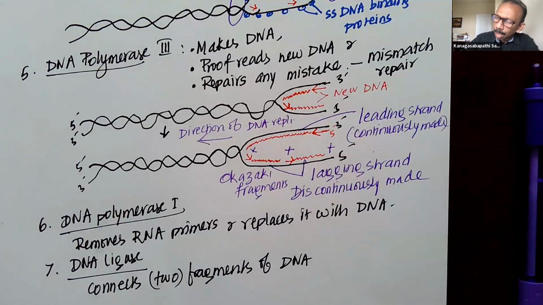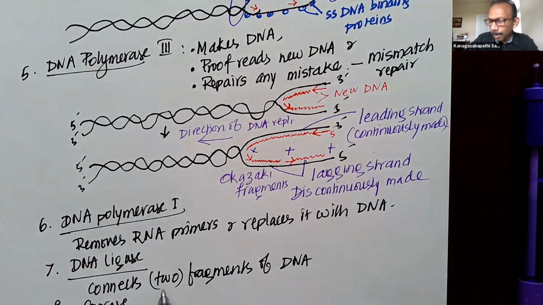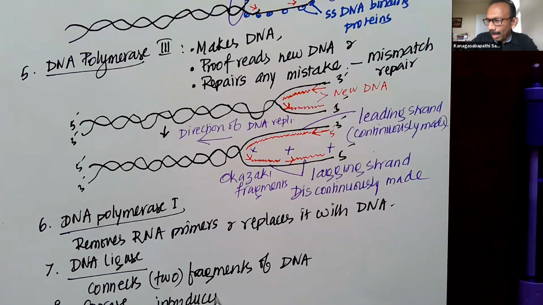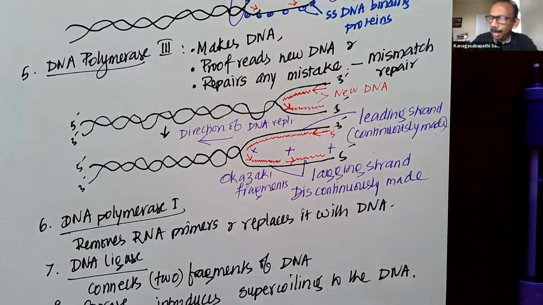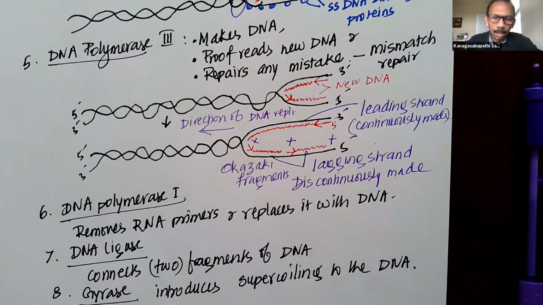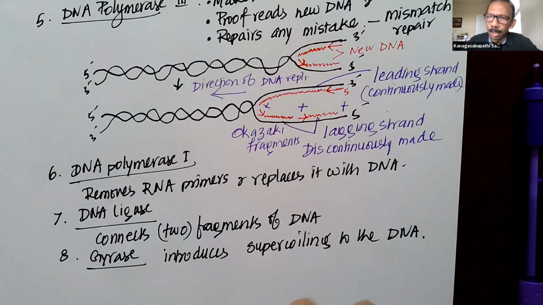Okay. And the last is gyrase. It's another form of topoisomerase. It introduces supercoiling to the DNA. So now the relaxed DNA becomes more compact again and goes back to the chromatin.